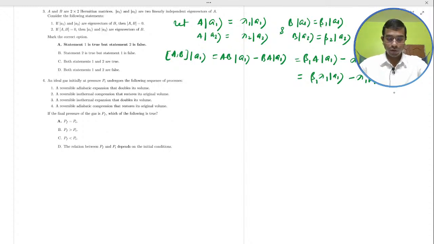Okay, so statement 1 is true because A1 and A2 are the eigenvectors of B and the commutator of A and B is 0. Here we get it acting on A1. And statement 1 says that the kets A1 and A2 are the eigenvectors of B. This result shows that A1, A2 kets are the eigenvectors of B and the commutator of A and B is 0.